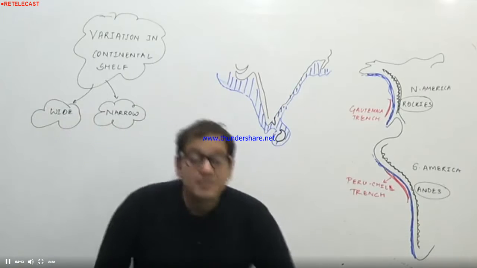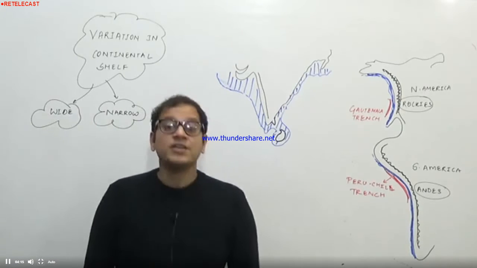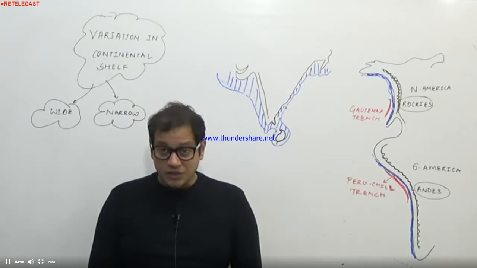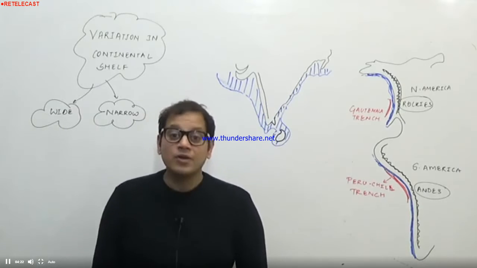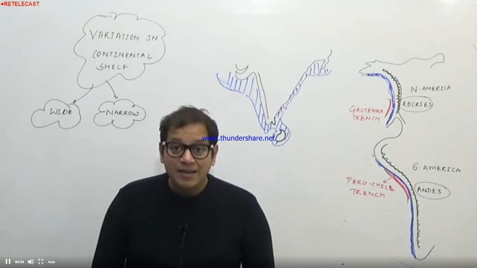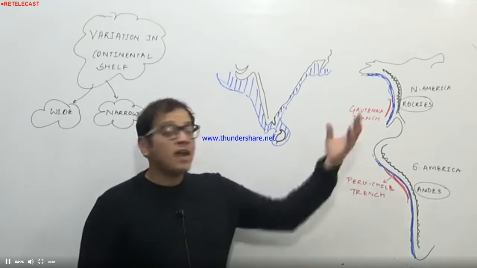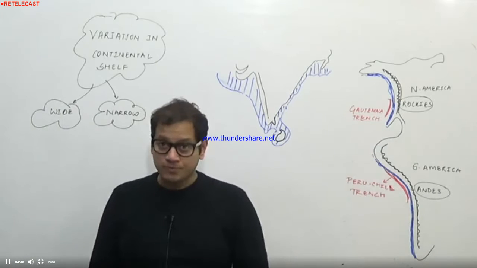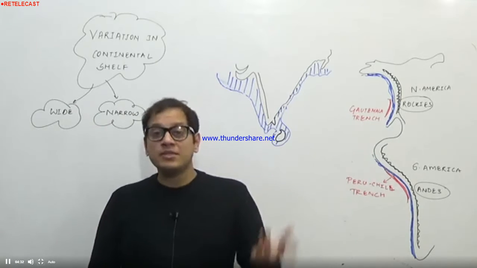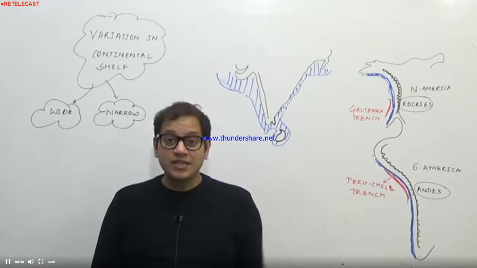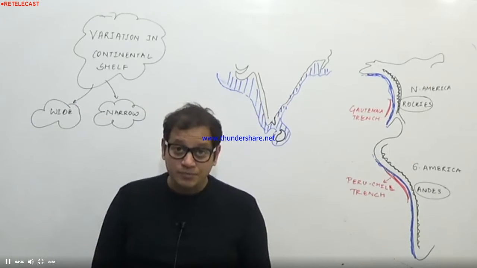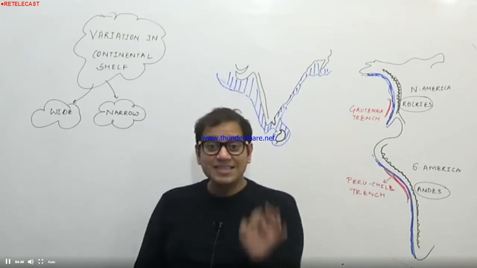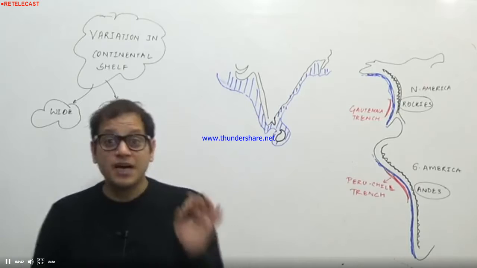So that means, can we generalize the variation in the height, or in the variation in the depth and width of the continental shelf? We can say the continental shelf are narrow when there are high fold mountains running parallel to the coast. So when the high fold mountains run parallel to the coast, the continental shelf are narrower. So we can generalize the statement, therefore in North America and South America, the continental shelves are narrower.